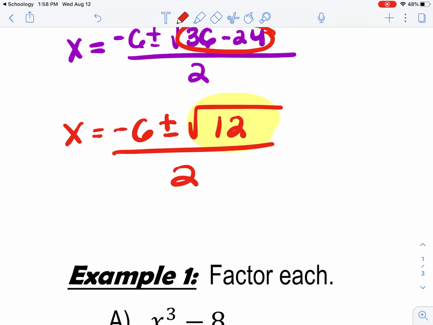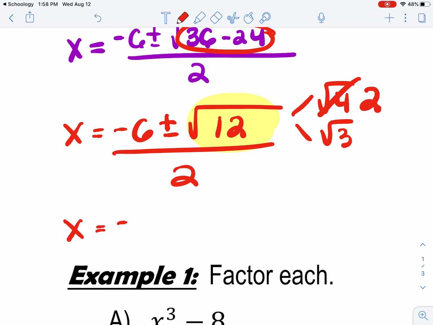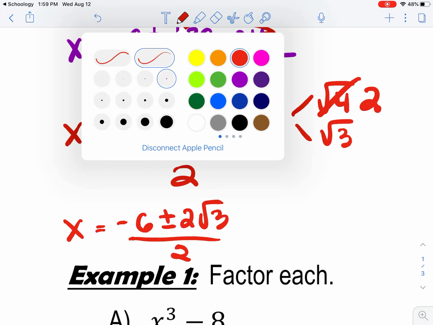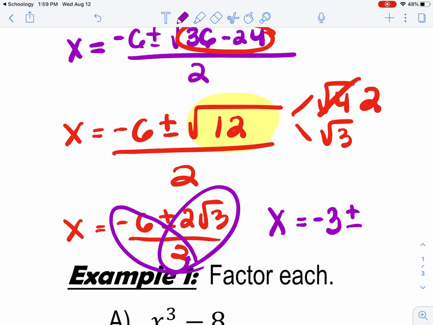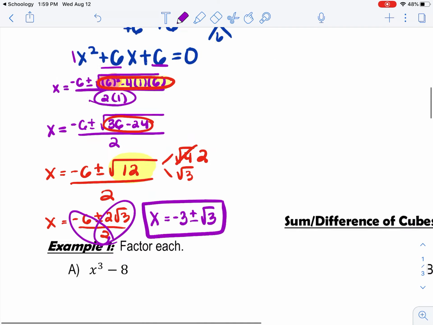Next step, simplify root 12. Biggest perfect square that goes into 12 is 4, and it goes in there 3 times. The square root of 4 is 2. So now I have x equals negative 6 plus or minus 2 root 3 all over 2. Last step, divide by 2. x equals negative 6 divided by 2 is negative 3 plus or minus 2 root 3 divided by 2 is root 3. And there's my answer.